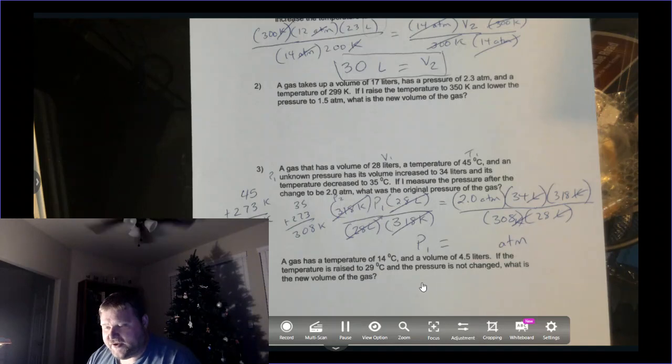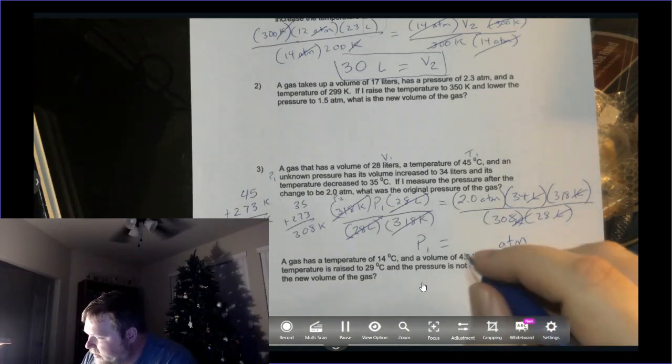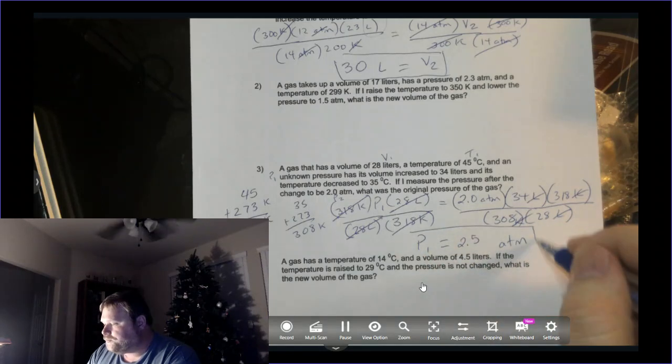So now it's back to the calculator. 2 atmospheres times 34 times 318, divided by 308, divided by 28. So that gives me 2.5 atmospheres.